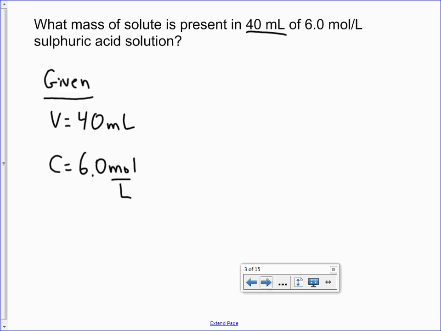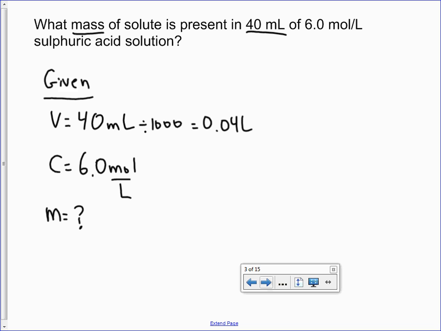Since we have two different units of volume, we will have to convert one of our volumes. It's easier to take the milliliters and convert that into liters. So to get that into liters, we will divide by 1,000, and that will give us a volume of 0.04 liters. Now we're asked for what mass, so that'll be the mass in grams. That's ultimately what we have to find.